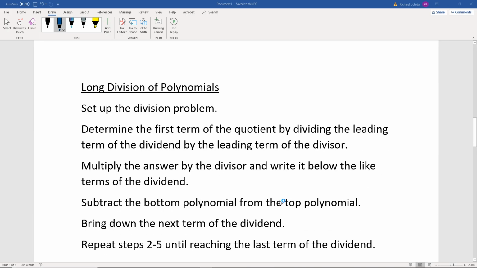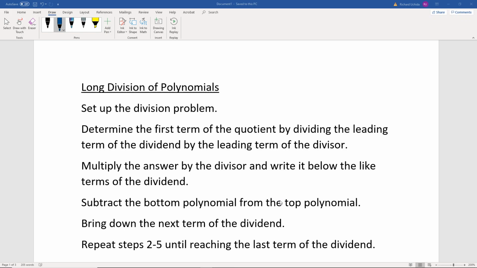So the first thing is doing long division of polynomials. Now, I always read through the steps, but then it doesn't really ever make sense to a lot of students until you actually apply the steps multiple times. So the first step is to set up the division problem. The second step is to determine the first term of the quotient by dividing the leading term of the dividend by the leading term of the divisor.